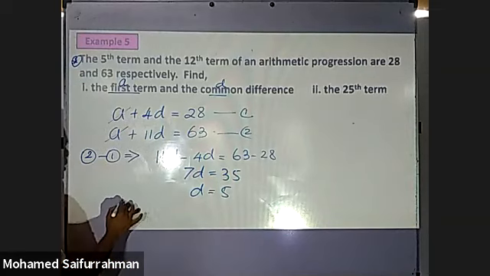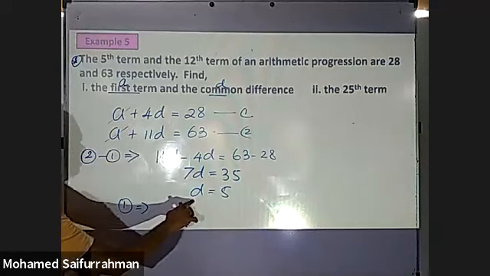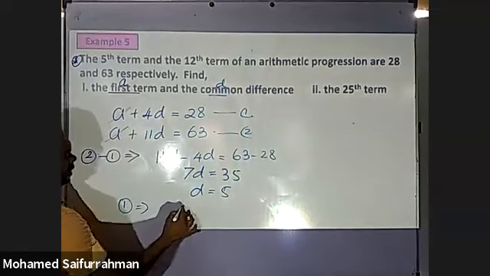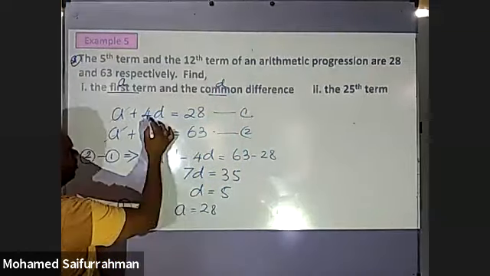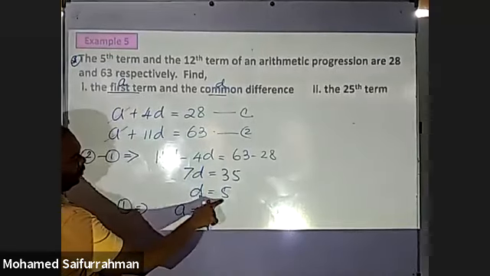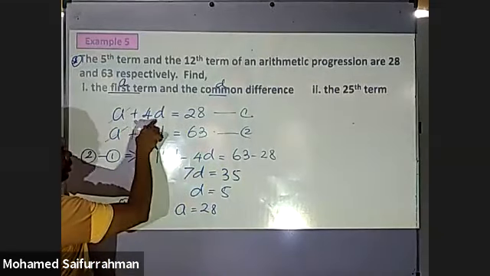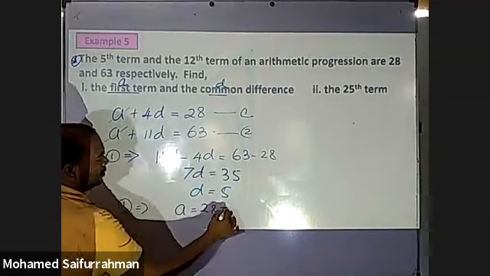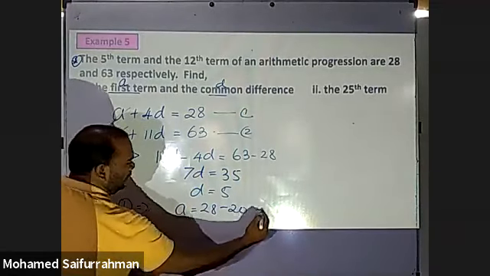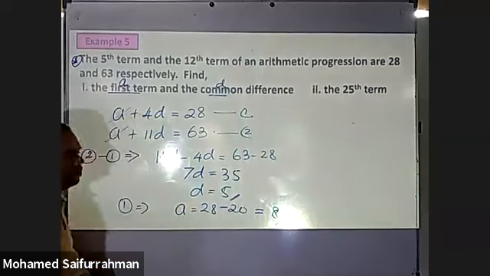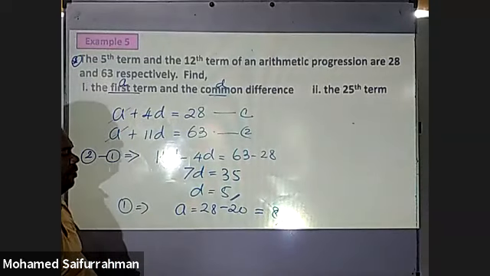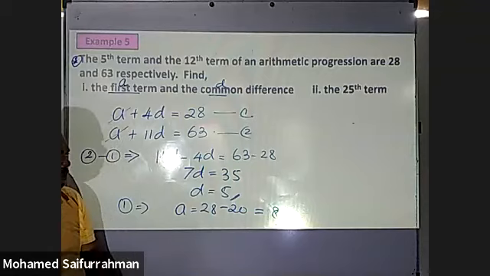From the first equation, d = 5, then a = 28 minus 40. d is 5, 4 times 5 is 20. When 20 comes here, minus 20. So a = 8. So d = 5, a = 8.